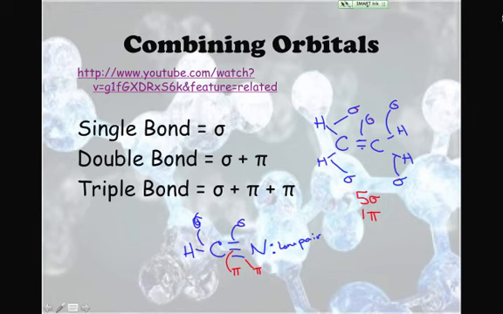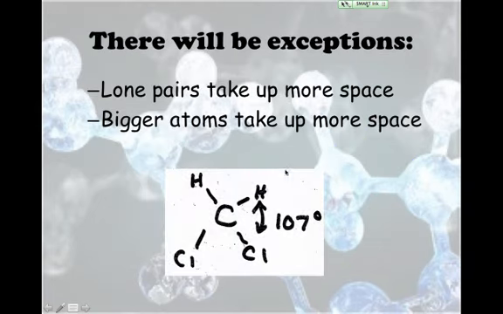So that's how we would work with the VSEPR theory and the idea of hybrid orbitals, hybridization, and then sigma bonds and pi bonds when we form bonding orbitals.